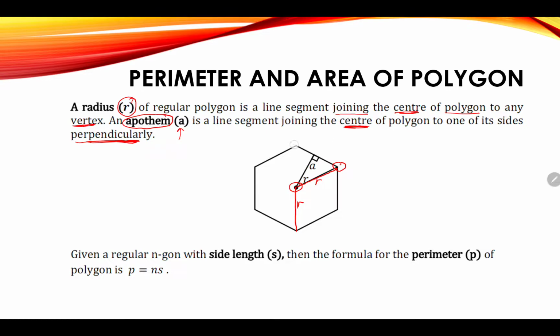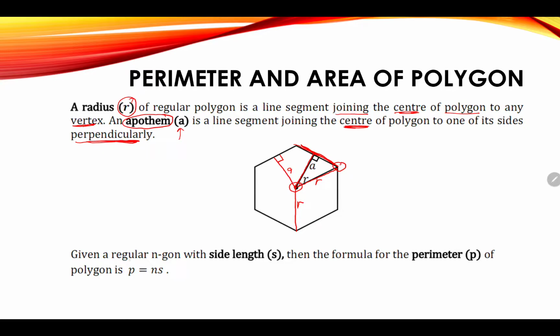So dekat sini contohnya ini adalah side dia. So kita buat perpendicular line to the sides joining to the radius. So yang ni kita panggil sebagai A, apothem. Yang ni pun kita boleh buat sebagai apothem kat sini lah, dekat side sini 90 degrees. So this is also an A, apothem.